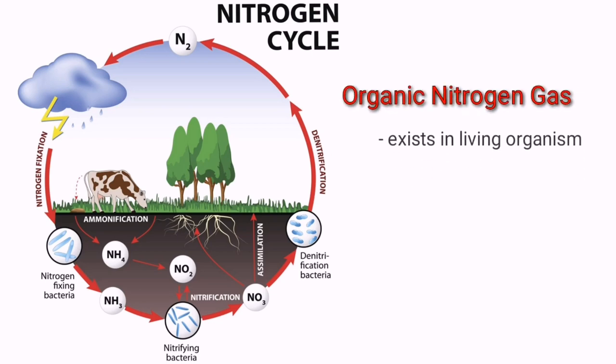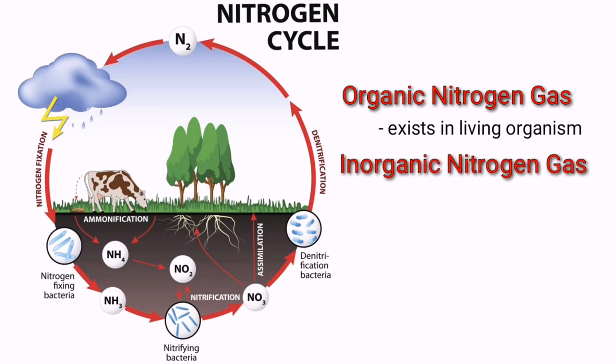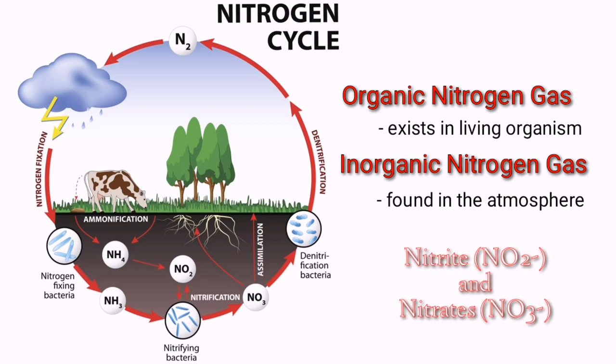Organic nitrogen exists in living organisms, and it gets passed through the food chain by consumption of other living organisms. Inorganic forms of nitrogen are found in abundance in the atmosphere. This nitrogen is made available to plants by symbiotic bacteria, which can convert the inert nitrogen into a usable form, such as nitrites and nitrates.